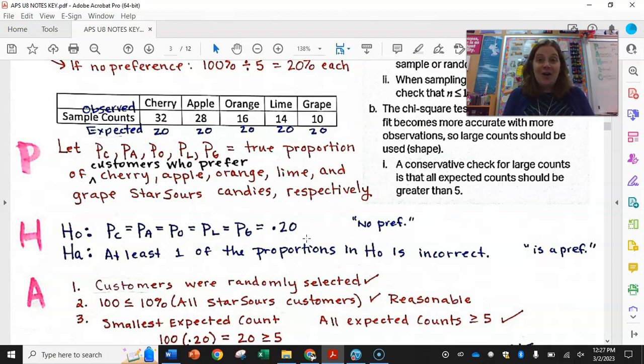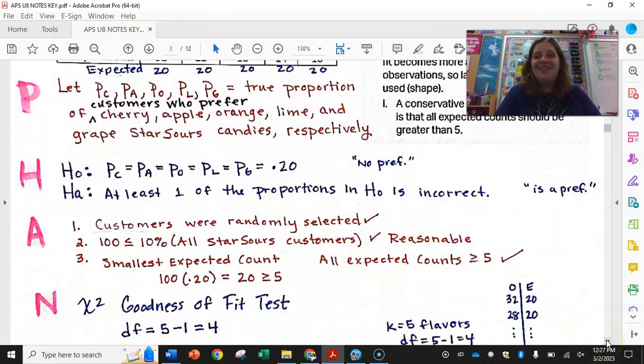For the alternate hypothesis, it's basically, hey, Ho is wrong. At least one of the proportions in Ho is incorrect. That's going to be our alternate hypothesis. Hey, at least one of these is wrong. If they're all equal, that means there is no preference, and if they're not, there is a preference.